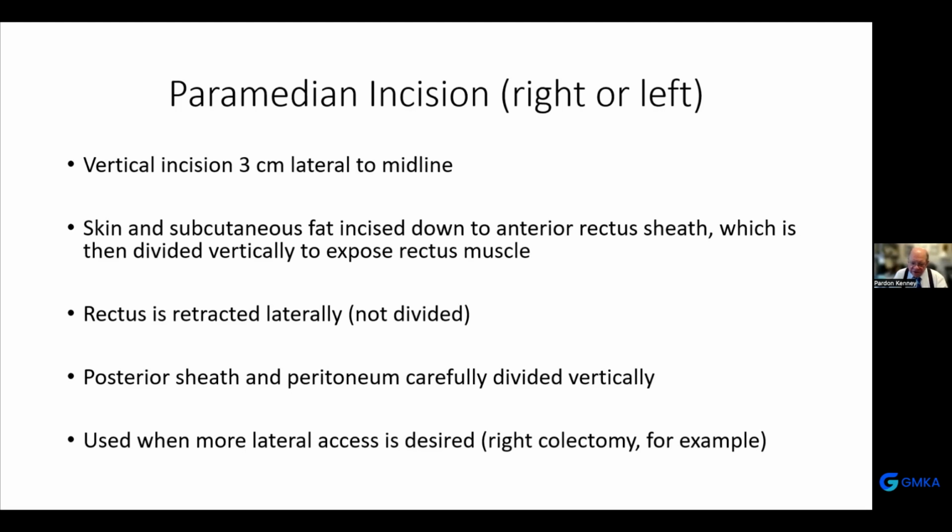Make your incision through the skin and subcutaneous fat down to the anterior rectus sheath, not the linea alba, but the anterior rectus sheath, and then you divide that vertically to expose the rectus muscle. The rectus is then retracted laterally, maintaining its blood supply and not dividing it. In front of you then is the posterior rectus sheath, which again, you can enter, and most of the time the peritoneum is right behind that, so you carefully go through that, you go through the peritoneum, and now you're in the peritoneal cavity. This can be used when more lateral access is desired, if you're going to do a right or left colectomy, for example.